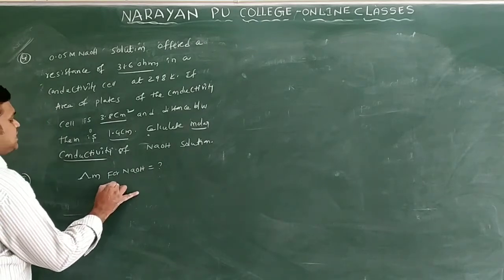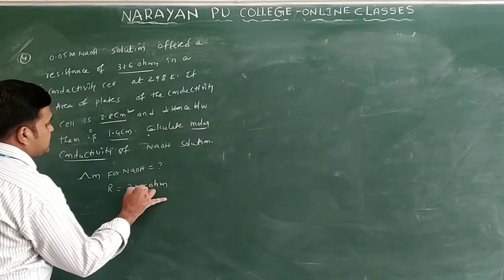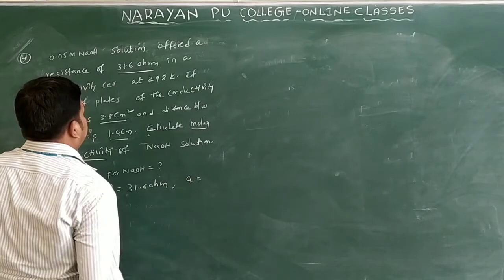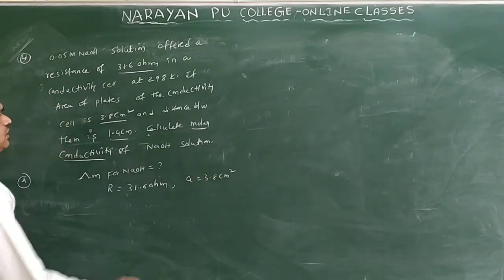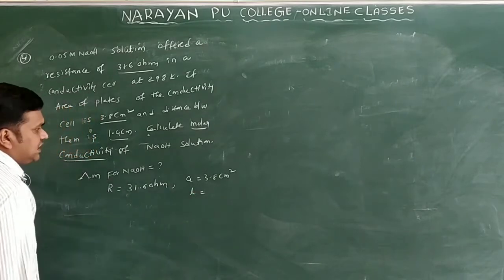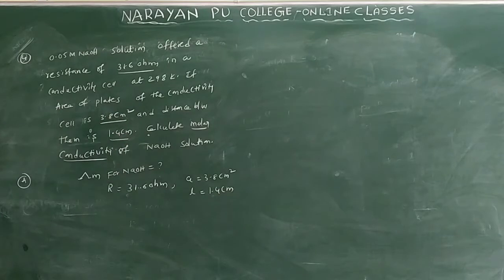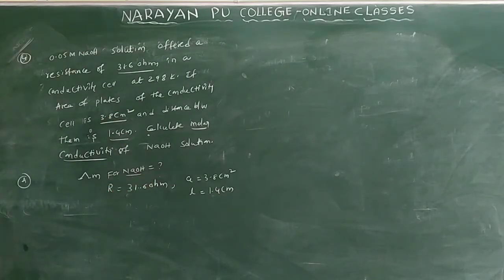So what is given here? The resistance R is given, that is 31.6 ohm. Clear? And one more, the cross section area is given, that is 3.8 centimeter square. And one more, the length is already given, 1.4 centimeters only. So what are they asking? To find out the molar conductivity for the NaOH solution only.